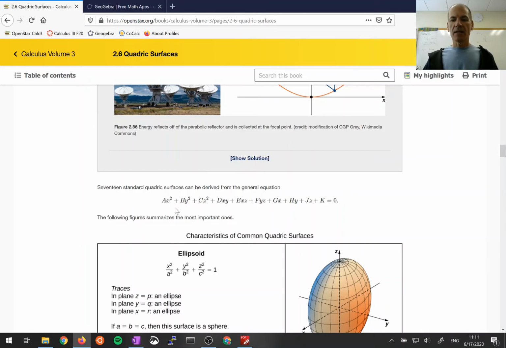And they occur as a sum of terms, and those terms can be square terms, they can be cross terms like xy, xz, yz, they can be linear terms like x, y, and z, and there can be a constant, and they're all set equal to 0. And the whole variety of quadric surfaces can be generated by just choosing these constants a, b, c, d, e, f, g, h, j, and k appropriately.